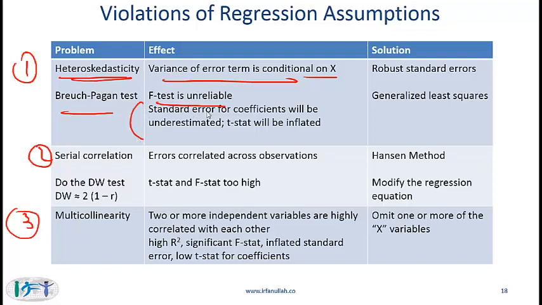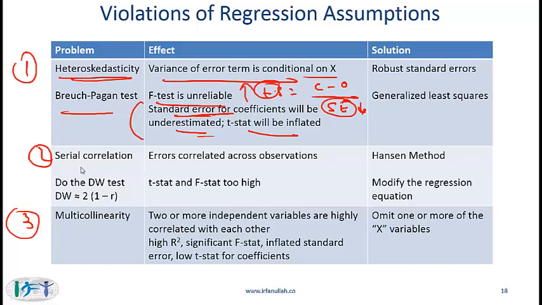Remember this also, with heteroscedasticity, if this problem exists, the standard error will be underestimated, which means that the t-stat will be inflated. You don't need to remember both these points, because hopefully you recognize that when you come up with your t-stat, it's equal to the coefficient minus the hypothesized value divided by the standard error. So saying that the standard error is underestimated or understated is the same thing as saying that the t-stat is overstated.